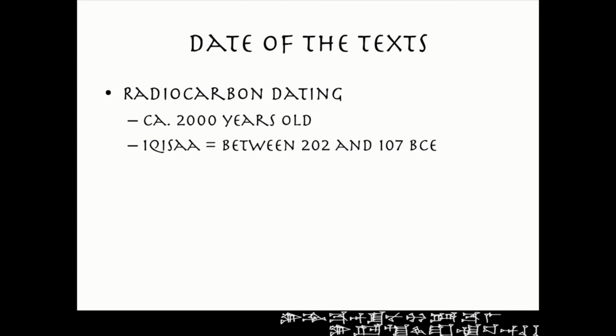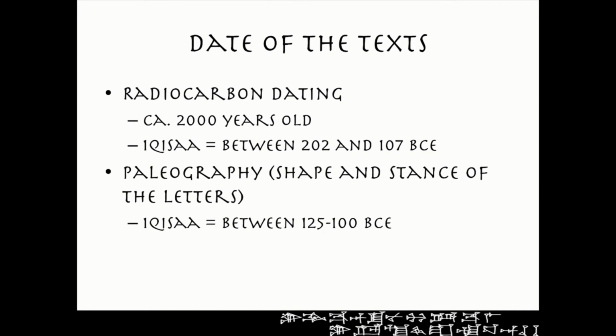So radiocarbon dating, carbon-14, has dated these texts to approximately 2,000 years old. For example, 1Q Isaiah A was dated between 202 and 107 BCE. On paleographic grounds, the shape and the stance of the letters, that same manuscript, 1Q Isaiah A, was dated between 125 and 100, so you can see the overlap, verifying the accuracy of the date.